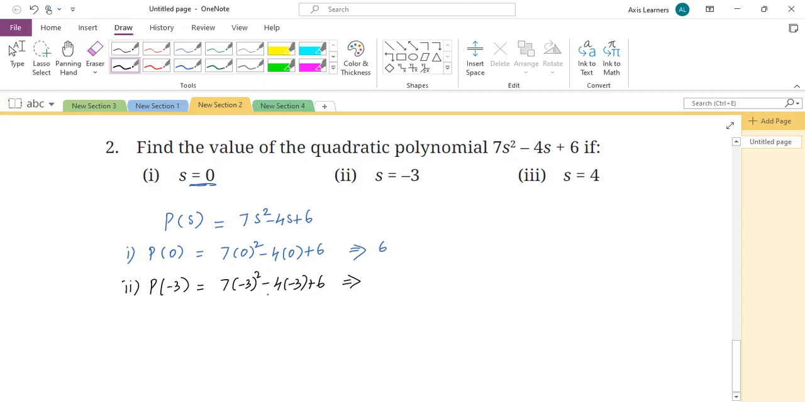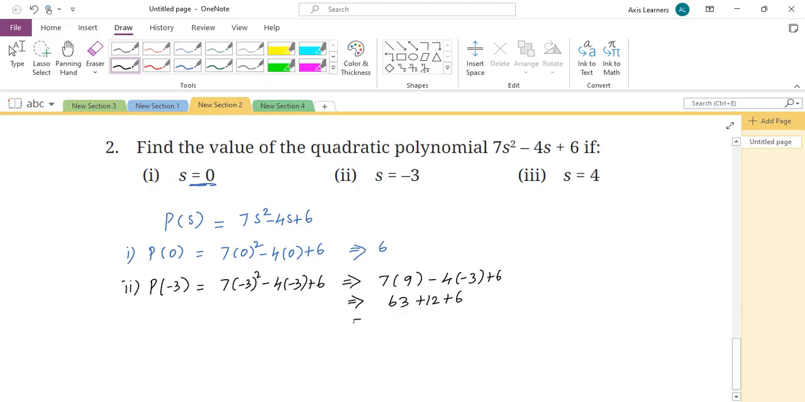Okay. Now look at this. We are squaring the negative number, so it will become positive. So 7 into 9 minus 4 into minus 3 plus 6. The next term we can expand it. 7 nines are 63. Minus into minus plus. So plus 4 3s are 12 plus 6.